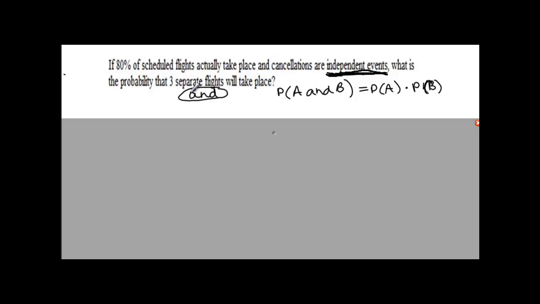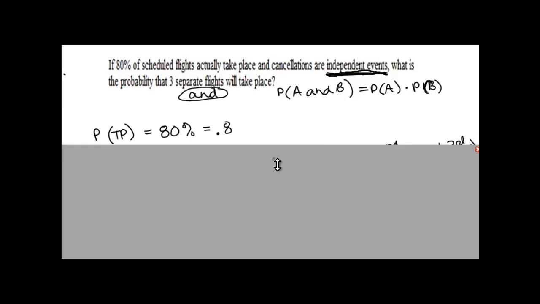So this particular problem, although the word "and" is not explicitly used, we do want to realize that this is what is the probability that one flight and another flight and another flight will take place. So it actually does involve the word "and." And our "and" formula would be the probability of A and B is given by the probability of A times the probability of B. So because we're given that the probability of a flight taking place is 80%, we're going to represent that with 0.8.